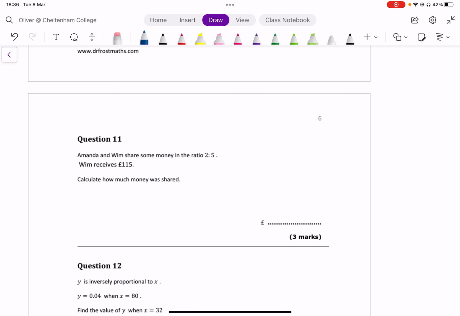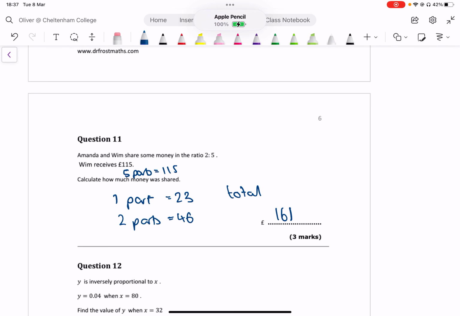Okay, we know some money is shared in a ratio of 2 to 5, so we know that 5 parts equals 115. So we can work out the size of 1 part, which is 115 divided by 5, which is 23. So 2 parts is 46, so the total is 46 plus 115, which is £161. Okay, I'm going to end this video there so it doesn't get too big and do the rest in another video.